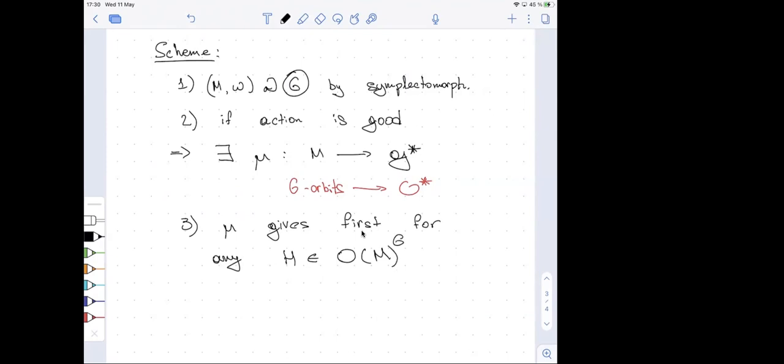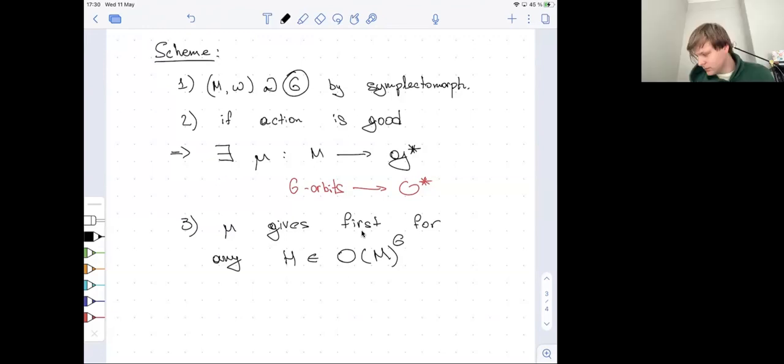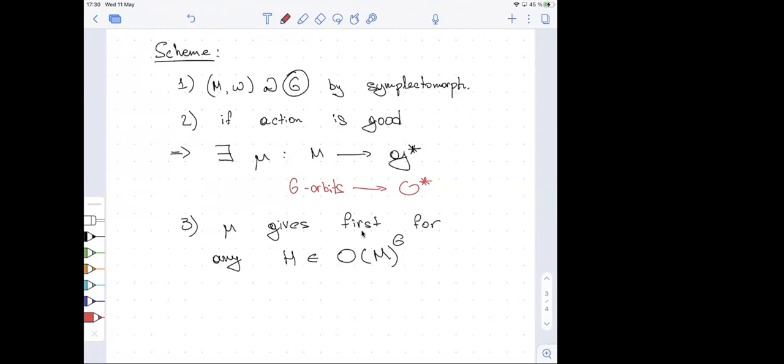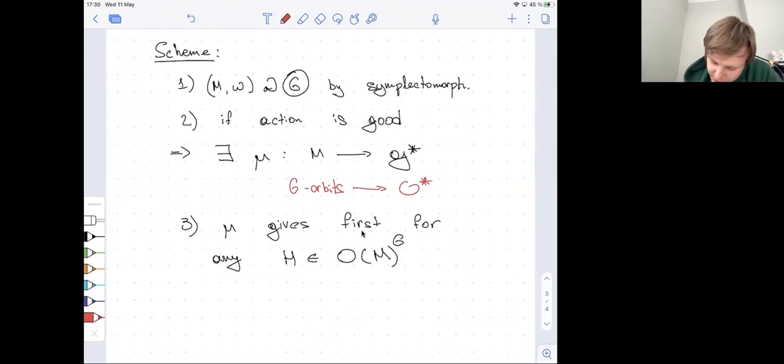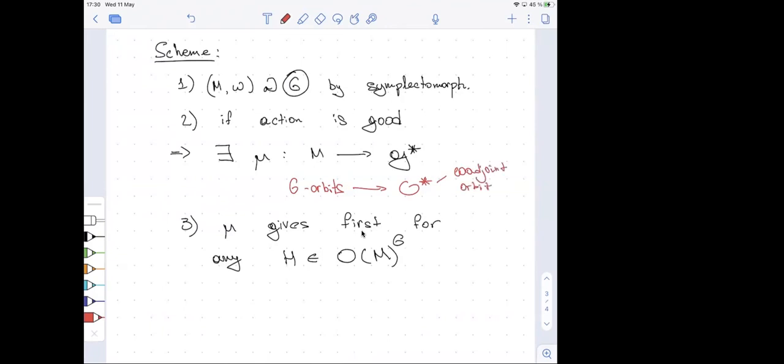Ilya, a question. This mu that sends M to G star, does it preserve symplectic structures? Sorry, in the red line, what is O star? O star is a coadjoint orbit. So it possesses the Kirillov symplectic structure, yes? Yes, indeed.